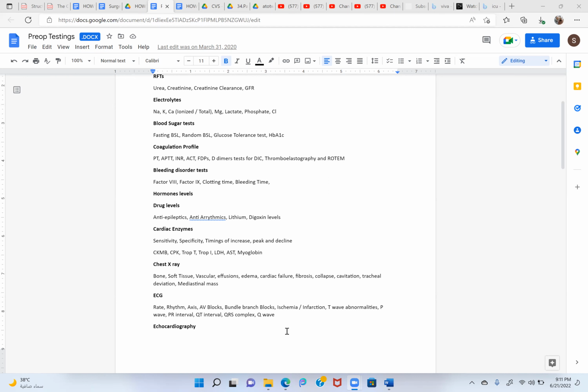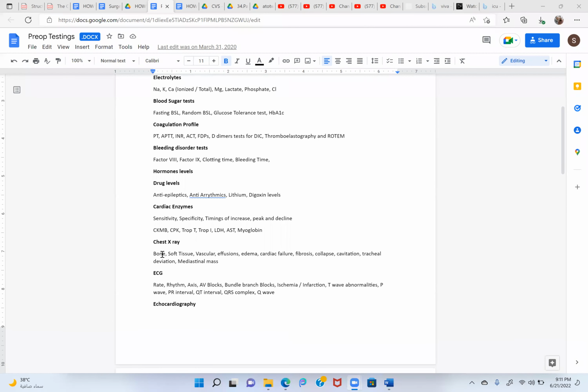Similarly, you are doing a chest X-ray to see, and there are so many formulas to see the bone, soft tissue, vascular, effusion, edema, cardiac. You can have these things in your mind. And you can just tell, I'm doing it for this. Like if they ask you why you want to do a chest X-ray in a diabetic patient, what will you say?